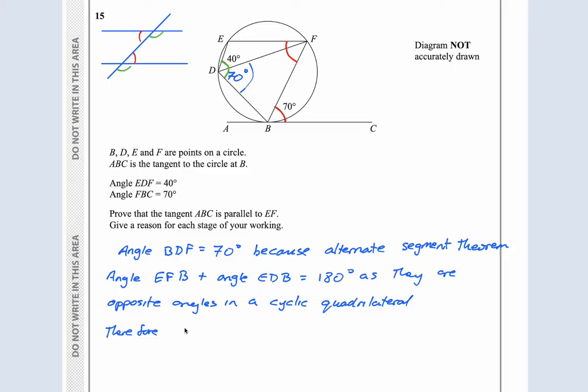I should have said, therefore, angle EFB plus 110 equals 180. EFB has to equal 70. Okay, then finally I'm going to say as angle EFB equals angle FBC, that's these two red angles that I talked about originally.